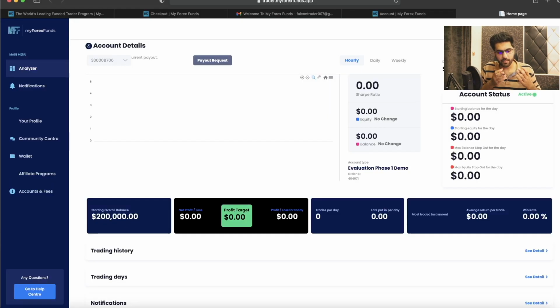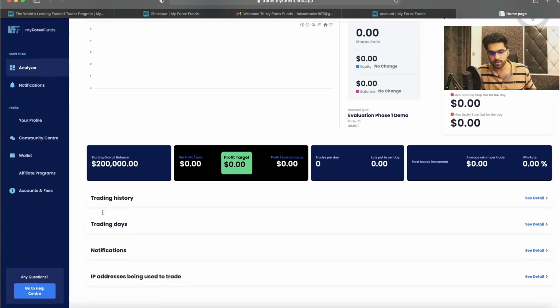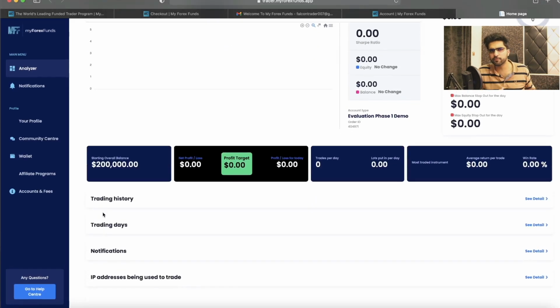Here you can see my account. Starting balance is $200,000. I just wanted to show you my dashboard as well. This is how their dashboard looks. It's very beautiful, very clean, very minimalistic, and I really like the dashboard of My Forex Funds.